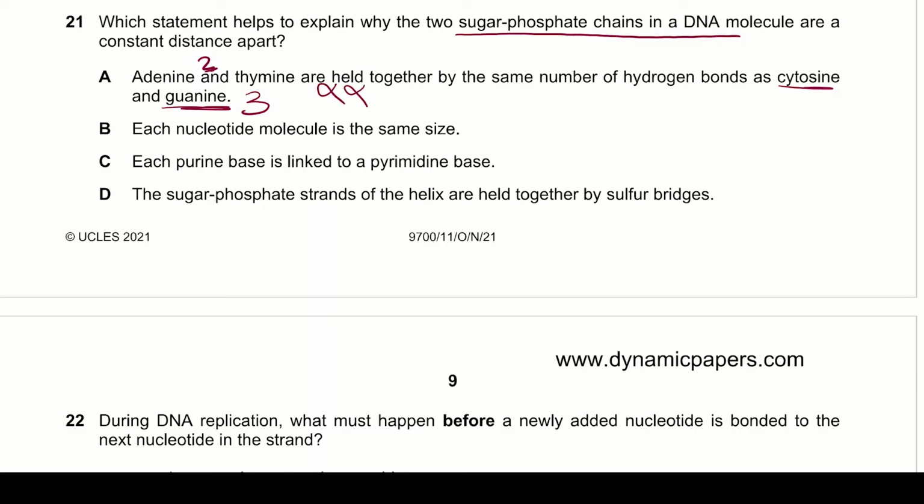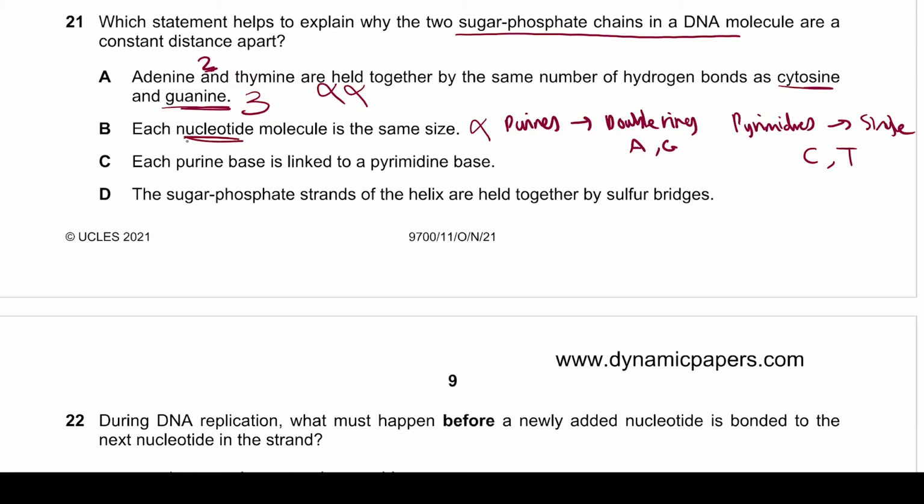B. Each nucleotide molecule is the same size. This is incorrect because, as we know, we have some nitrogenous bases which are purines. These purines have a double ring structure, such as adenine and guanine. And we have pyrimidines, which is a single ring structure. And these are cytosine and thymine. Therefore, nucleotides containing these nitrogenous bases cannot be the same size. So this is incorrect.